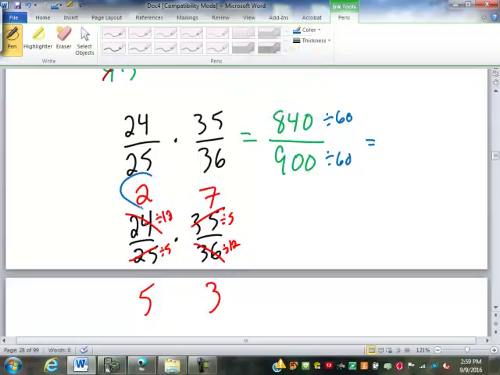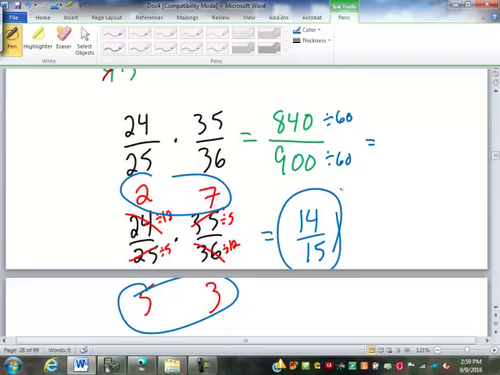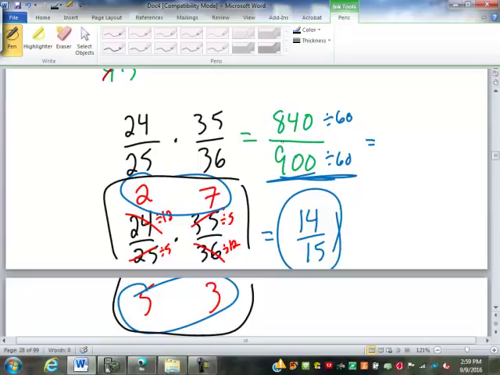So we have 2 times 7 is 14. 5 times 3 is 15. We get 14 fifteenths. If we reduce this, we would have got 14 fifteenths as well. In this case, I think it's much easier to reduce before we multiply. We get smaller numbers.